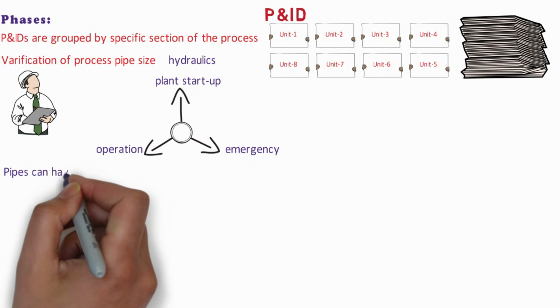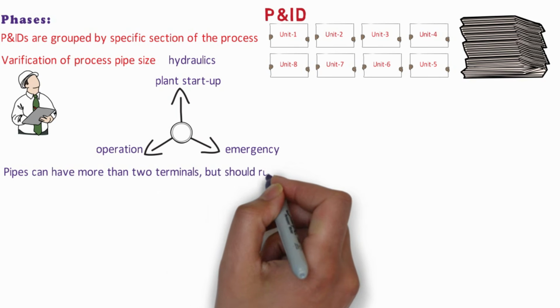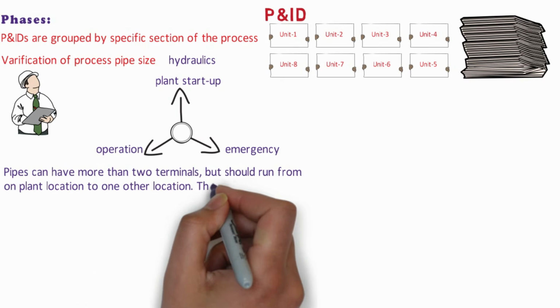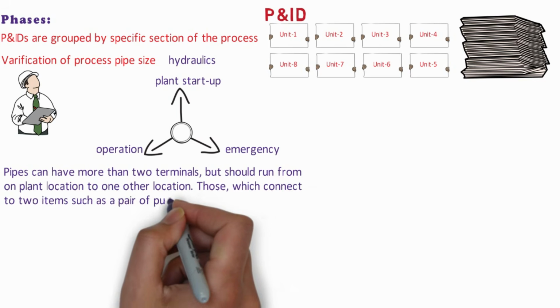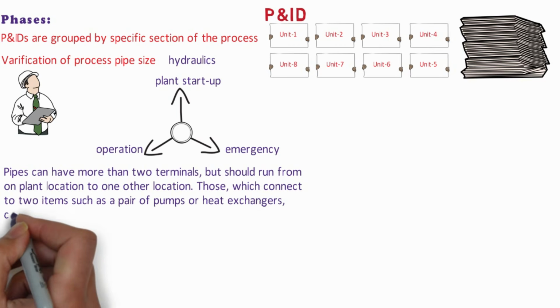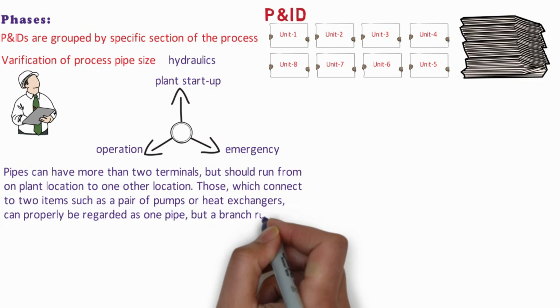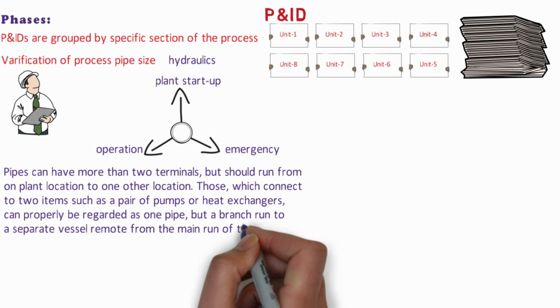Pipes can have more than 2 terminals but should run from one plant location to one other location. Those which connect to 2 items, such as a pair of pumps or heat exchangers, can properly be regarded as one pipe, but a branch run to a separate vessel removed from the main run of the pipe should be treated as a separate pipe and identified as such.